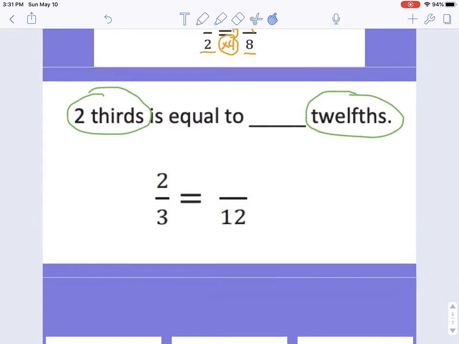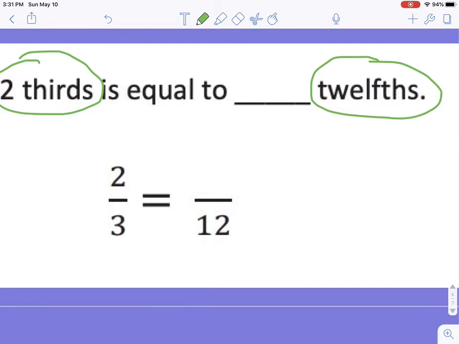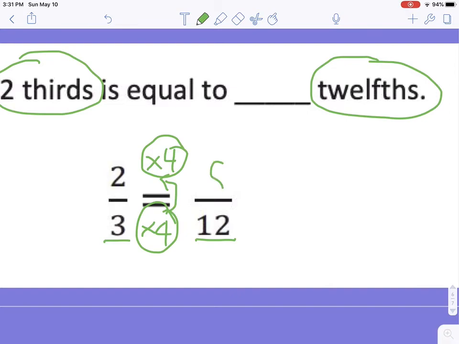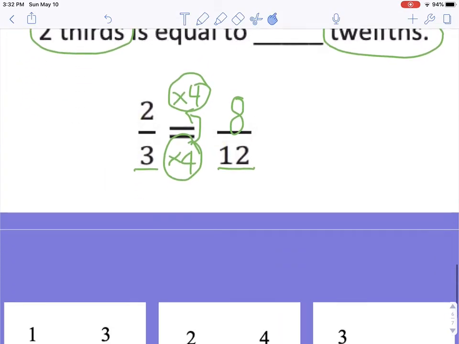So I'm going to zoom in a little bit. I'm given both bottom numbers here, okay? So I can use these to fill in that missing puzzle piece. 3 gets to 12 how? How many 3s fit into 12? Well, I can do 3 times 4 gives me 12. Then I'm going to move that same bit up here. Now I'm going to do the same math. 2 times 4 is 8. Okay. 2/3 is equivalent to 8/12. Look, we did that math all without filling in any picture.